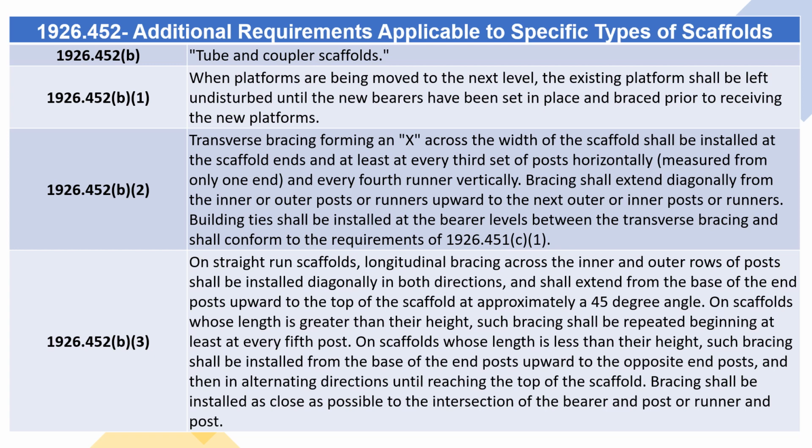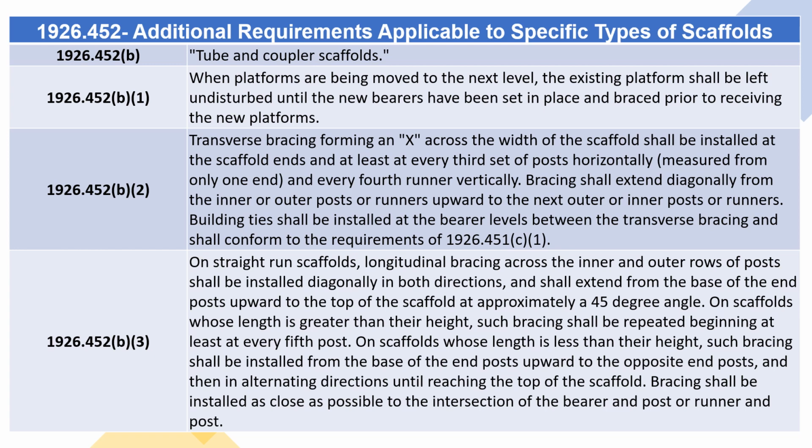1926.452 B. Tube and coupler scaffolds. 1926.452 B1. When platforms are being moved to the next level, the existing platform shall be left undisturbed until the new bearers have been set in place and braced prior to receiving the new platforms.